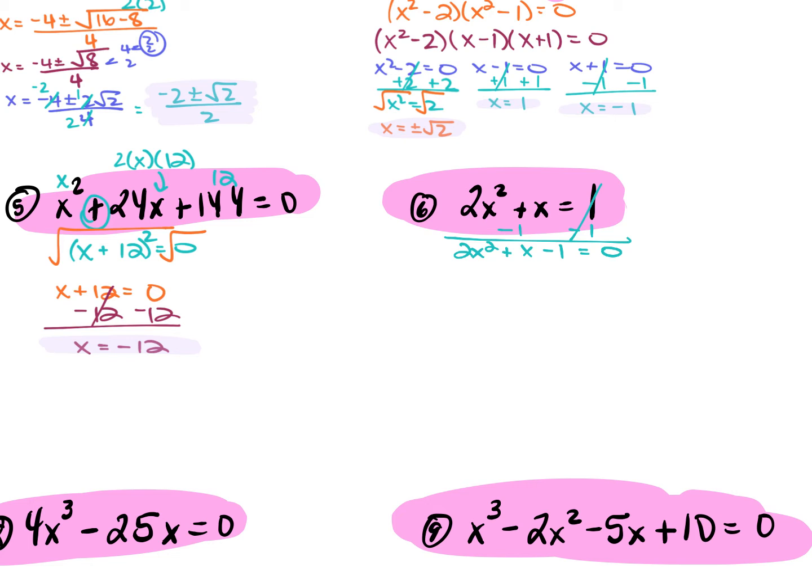Your a is something other than 1. So multiply your a times your c. So 2 times negative 1 is negative 2. Do we have factors of negative 2 that add up to be a positive 1 to give us that 1x? What is it?